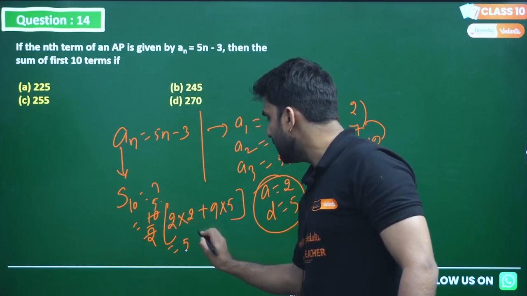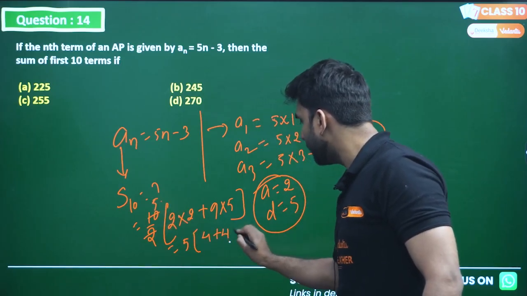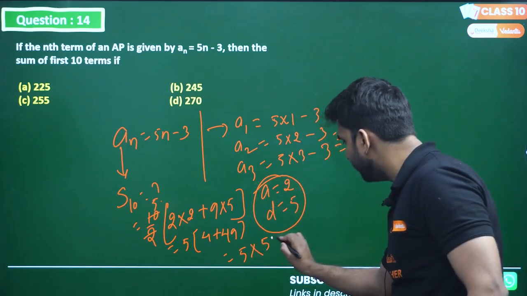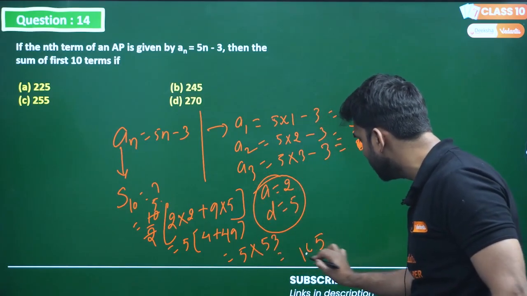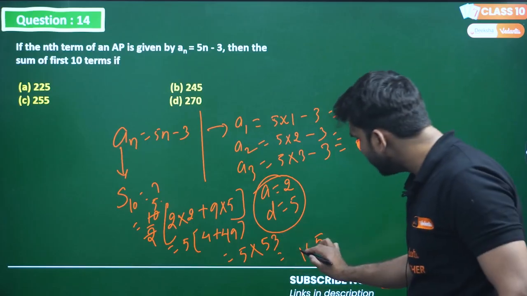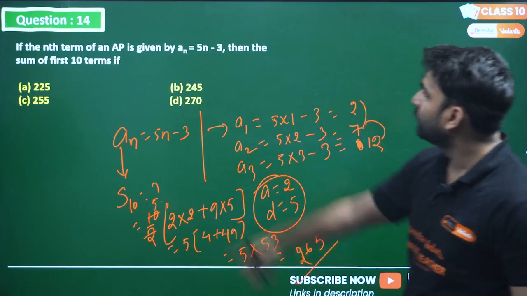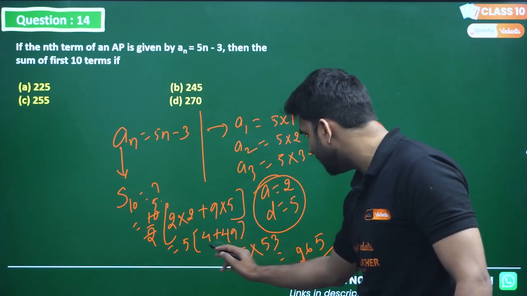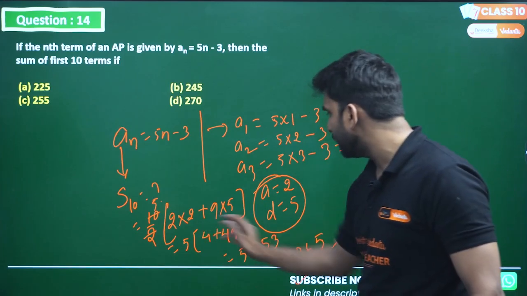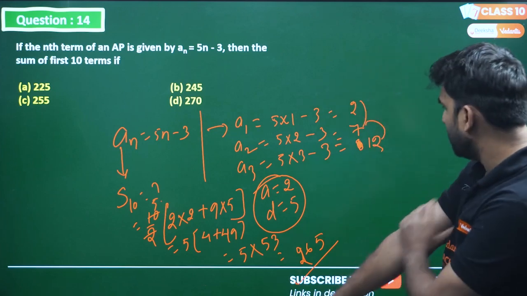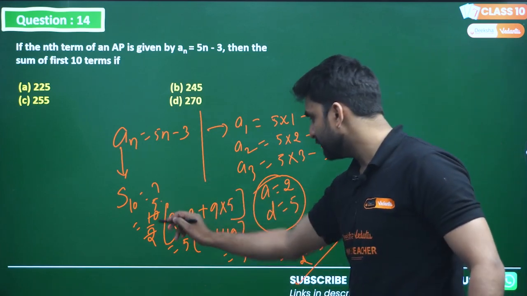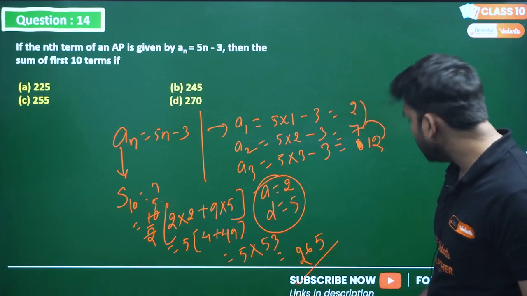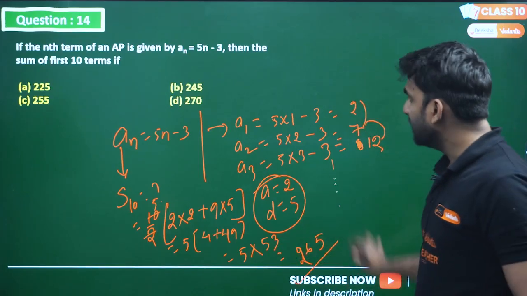This is 5 here, and under the bracket 2 into 2 is 4 plus 45. So 5 into 49 will be, I think, 53. Can we multiply? 5 3s are 15, 5 5s are 25, 26. I think we are making some mistake somewhere. Look, 2 2s are 4, 9 5s are 45. Very good. So n minus 1, 9 into d, which is 5. 4 plus 45. 5 3s are 15, 25, 26. No option is there. Okay, so let's check it again.